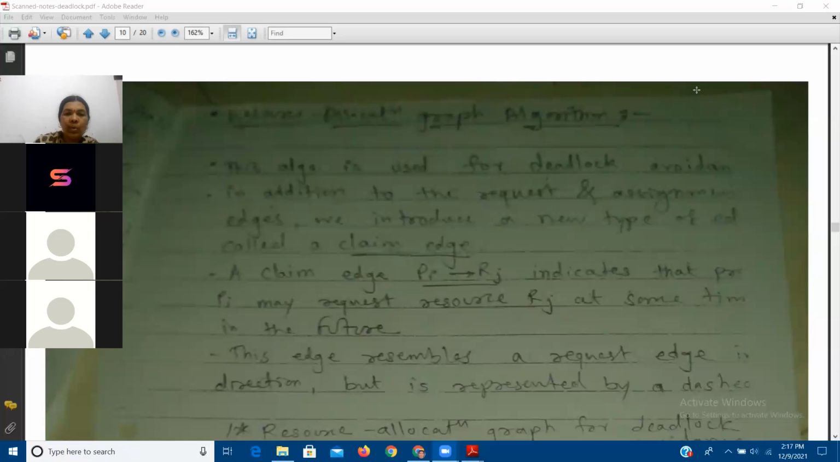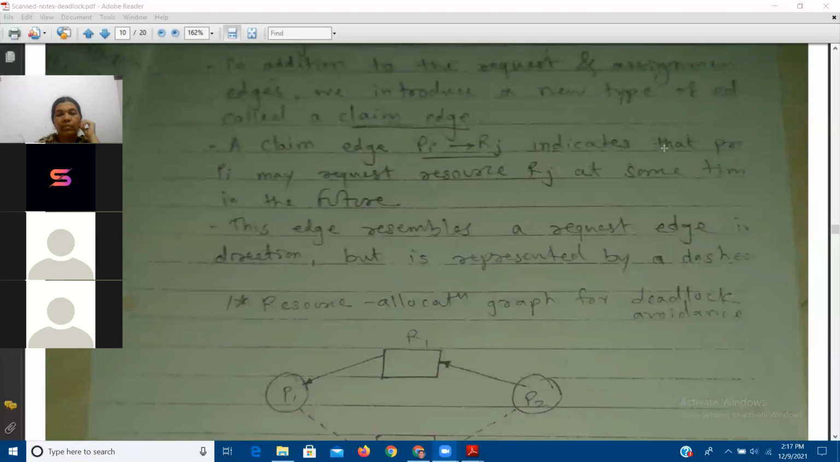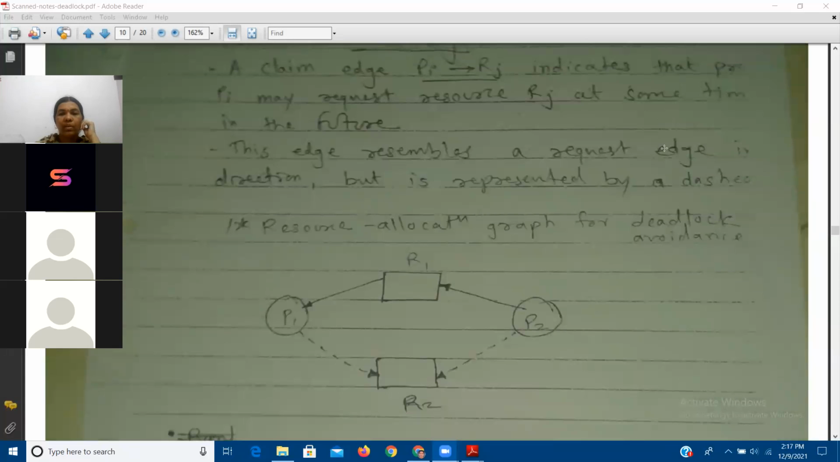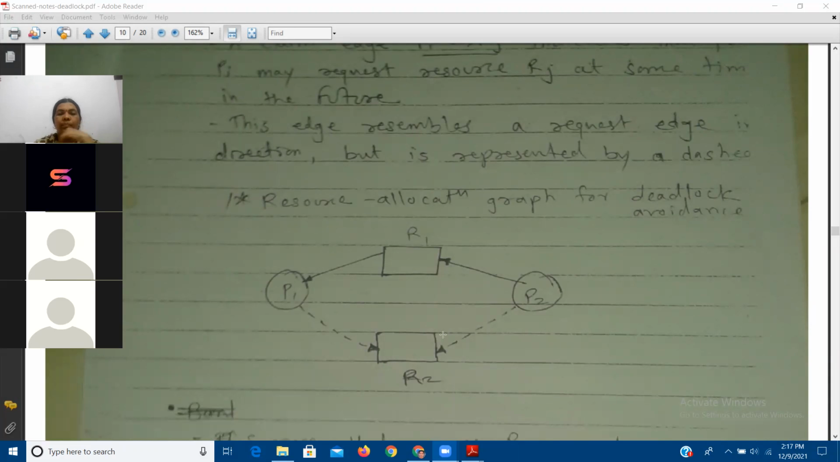The direction of the arrow is the same as a request edge. The only difference between a request edge and a claim edge is that a request edge is shown with the help of a solid line and a claim edge is shown with the help of dashed lines. This is a sample example of a resource allocation graph having a claim edge. Draw this diagram.